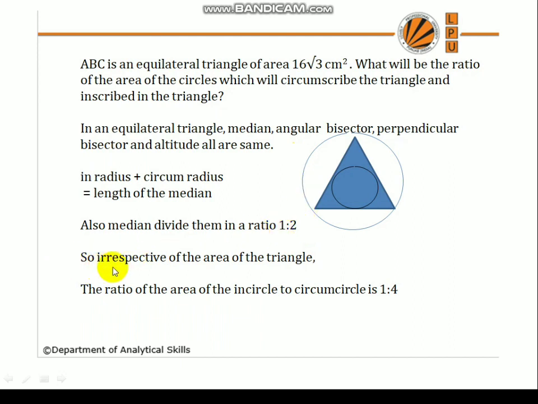So irrespective of the area of the given triangle, the area is given 16 root 3 centimeter square. Irrespective of the given area number, we can directly say the ratio of the area of incircle to circumcircle is 1:4. Because the radii are in the ratio 1:2, therefore the areas are in the ratio 1:4. This we can deduce directly from the given ratio of the radius.